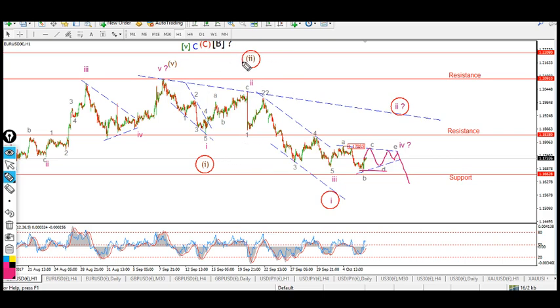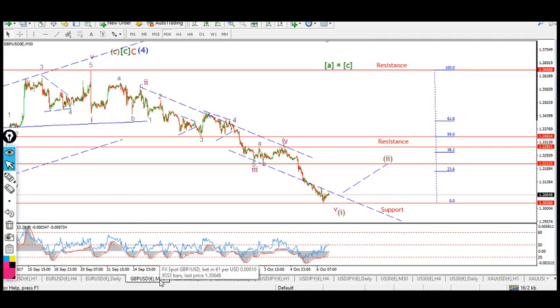They're 50-50 at the moment, but the preferred count and the alternate count are both indicating a bearish setup. So early next week we should be able to figure out which of these is the best fit for the market. Well, let's move on to pound dollar.